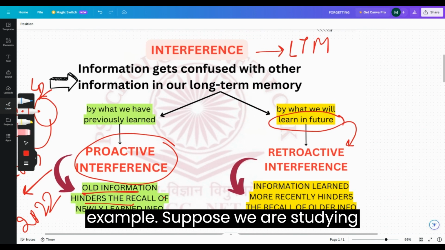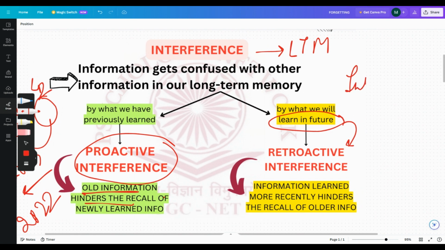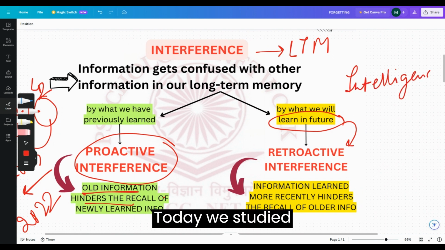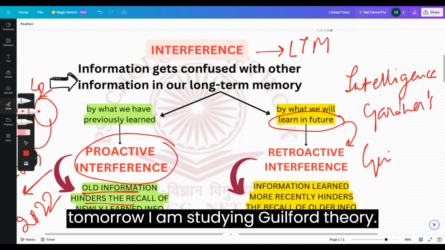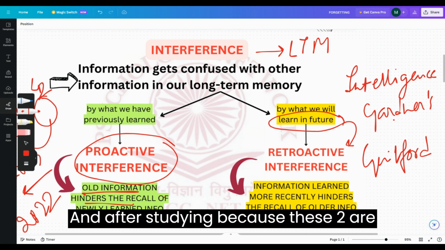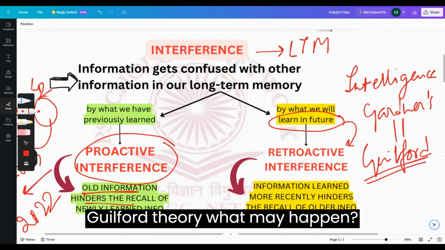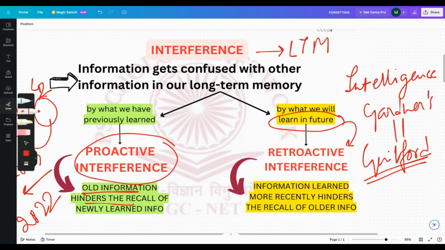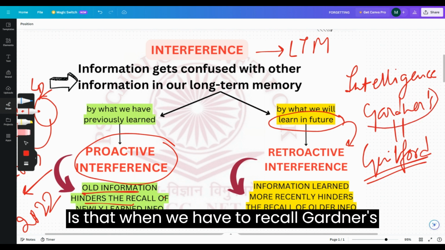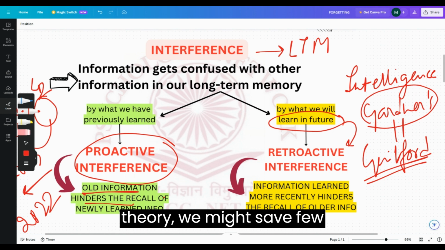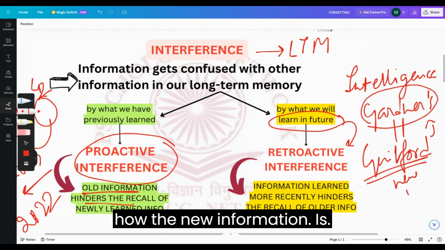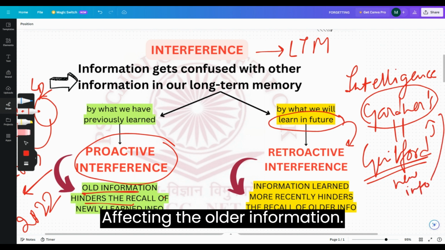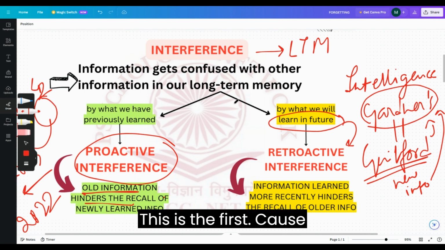How? I'll give you an example. Suppose we are studying intelligence theory. Today we studied Gardner's theory, and tomorrow I'm studying Guilford's theory. Because these two are a little bit similar, after studying Guilford's theory, what may happen is that when we have to recall Gardner's theory, we might state a few aspects of Guilford's theory. So this is how the new information is affecting the older information. This is the first cause of forgetting.